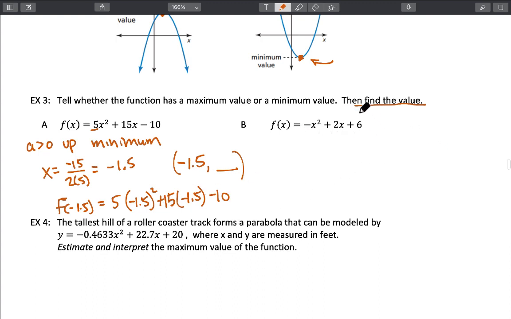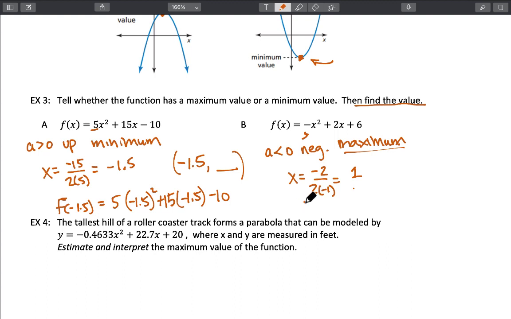All right, let's try example B. In example B, I see that my a value here is less than 0. It's negative, in other words, and when it's negative, I know that my parabola opens down, and I'm going to have a maximum point. After I've noted that, I'm going to go through the steps of finding my vertex. My axis of symmetry should be the opposite of b over 2a. That's -2 over -2, and that's going to give me an x value of 1.